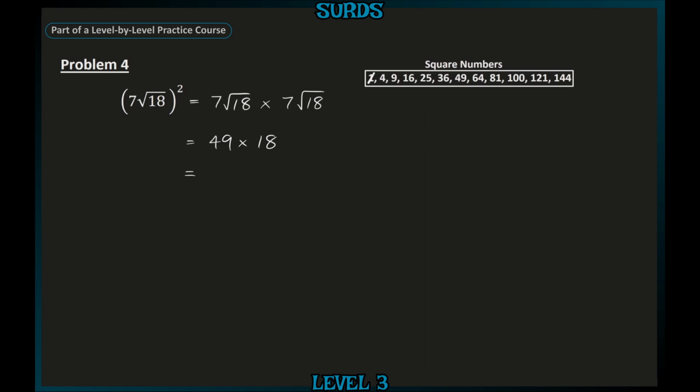So to finish this off, we can multiply 49 by 18. And this gives us 882. So 882 is our final answer to problem 4.